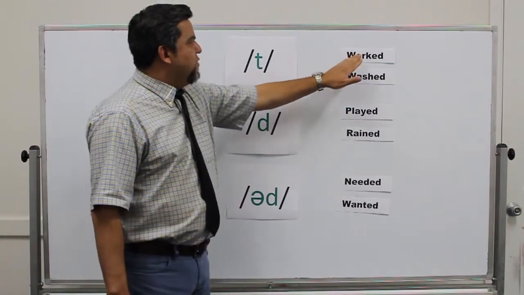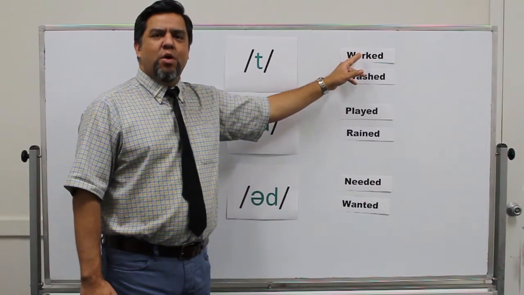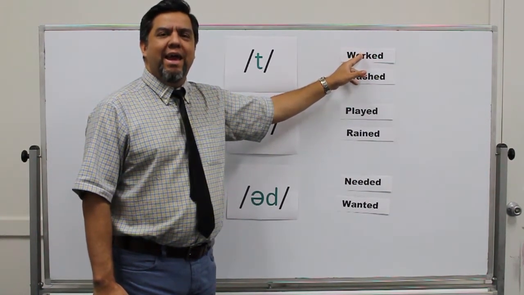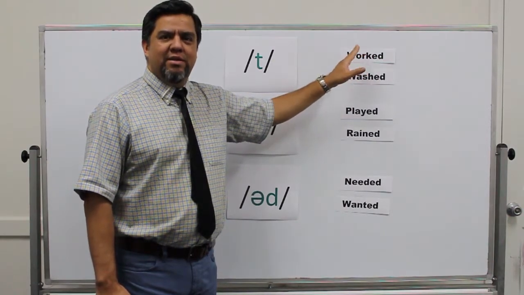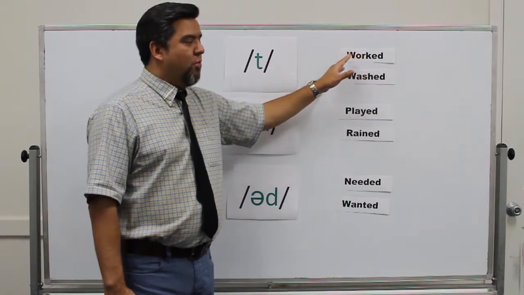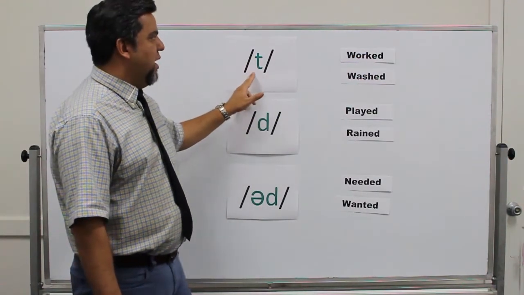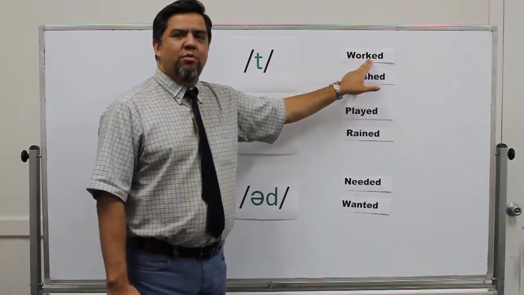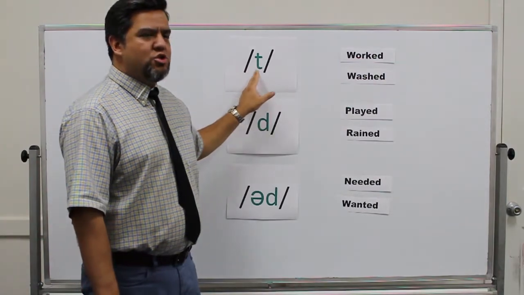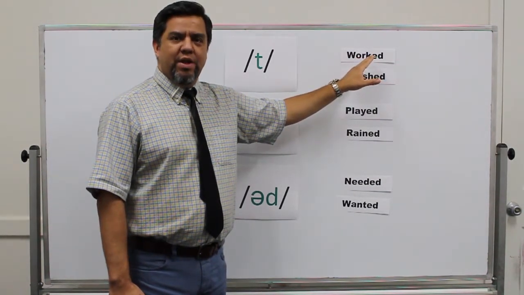Example, the first verb that I have here is the verb work. If you see the verb work, the last sound of the verb work is a K. It's a K sound. And this is what we're going to call a voiceless sound. Therefore, the correct pronunciation will be T. So one more time, the verbs that finish in a voiceless sound, the ED will sound like a T. So we say worked. Example, I worked yesterday.